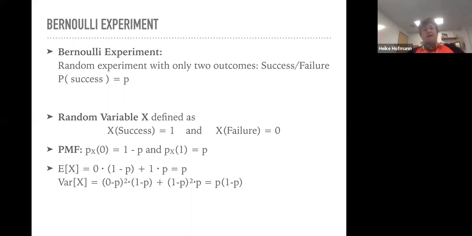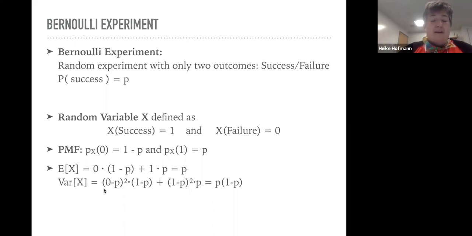So then we've got our random variable. X has two different values. It has a 1 for success and 0 for a failure, which means that we can write out the probability mass function for failure as 1 minus p and success as p. And we can also write out the expected value. So as 0 times 1 minus p plus 1 times p, that's just p.